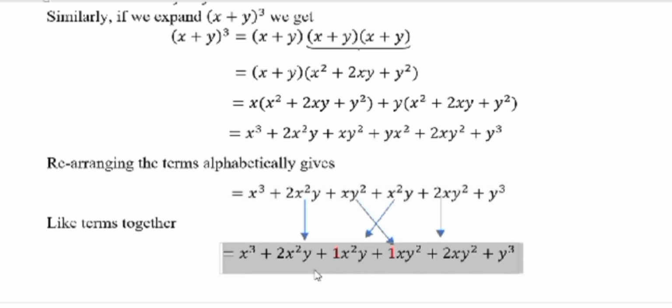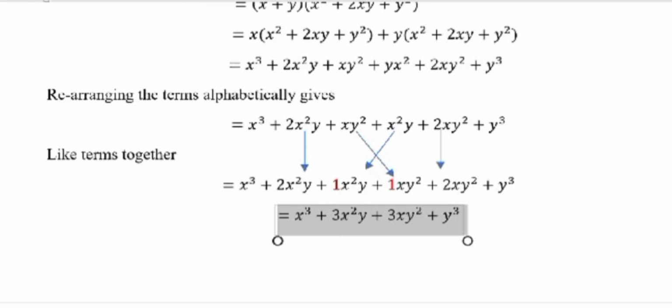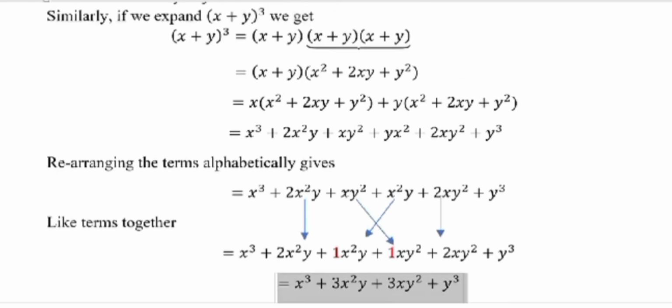Now let's simplify that. We shall have x cubed plus 2x squared y plus 1x squared y. These 2 plus 1 gives us 3x squared y. Then there is 1xy squared plus 2xy squared, giving us 3xy squared, and then plus this y cubed. So this is the simplified, or the expanded form of (x plus y) cubed.